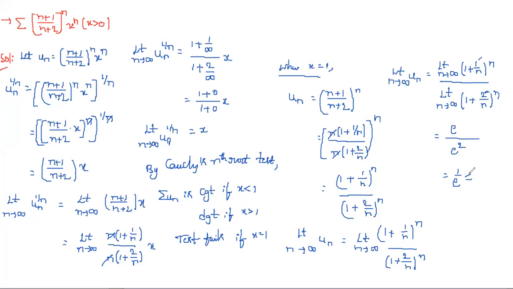Obviously this is not equal to 0. So 1 by e is not equal to 0. If the limit as n tends to infinity of u_n is not equal to 0, then simply we write summation u_n is divergent. But the final conclusion you need to write. Therefore, the given series converges if x less than 1 and diverges if x greater than or equal to 1. Why? Because at x equal to 1 also this is divergent. So this is the one.